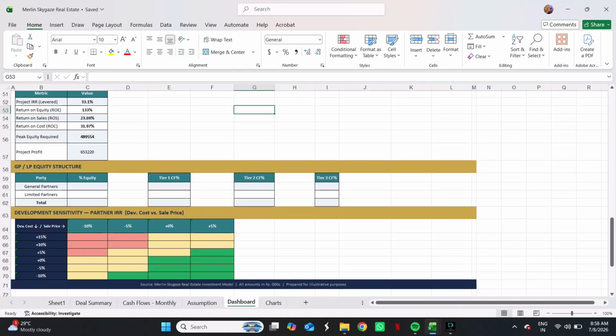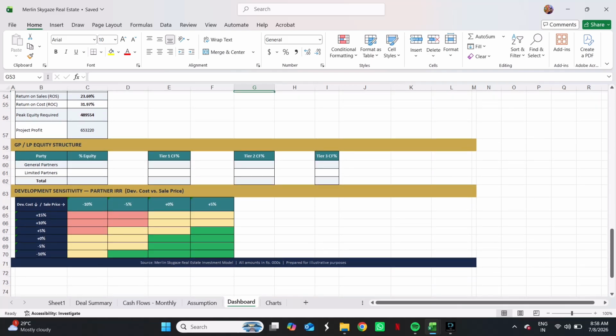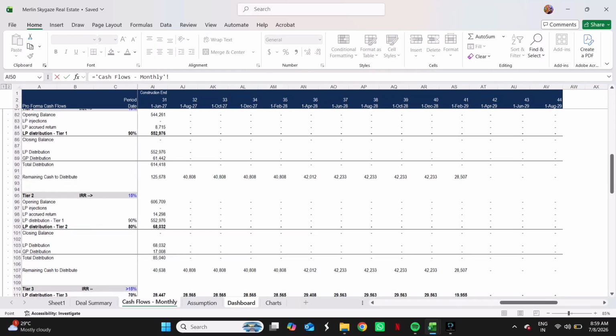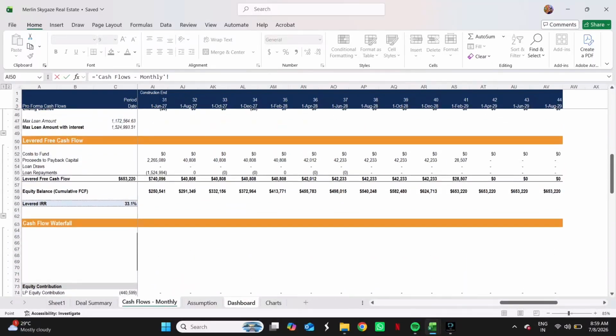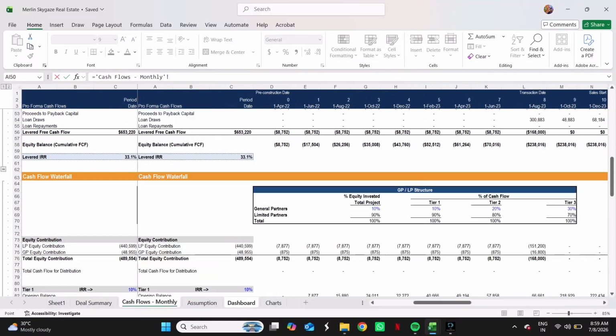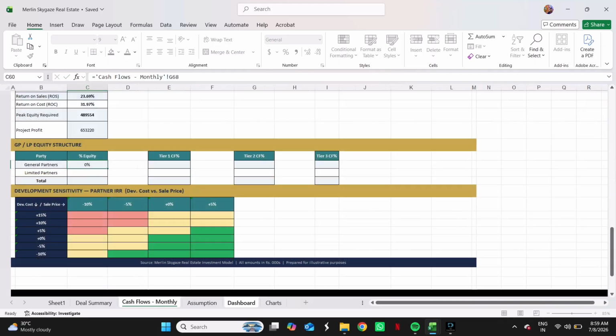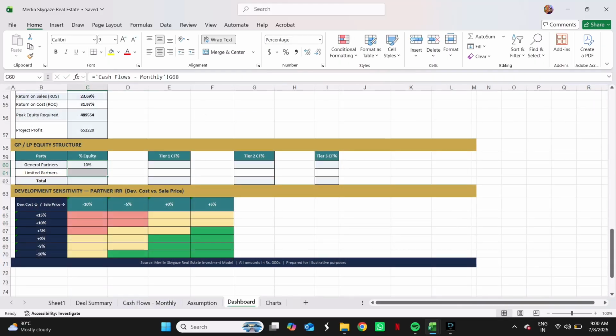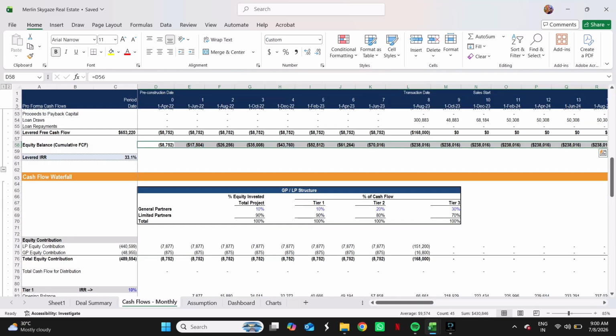So let's move on to the GP and LP equity structure. In the LP and GP equity structure, the first is the total percentage of equity contributed by the general partner, which is around 10%. Followed by the LP, which is the remaining 90% of equity. Then in tier 1, the general partner is 10%.